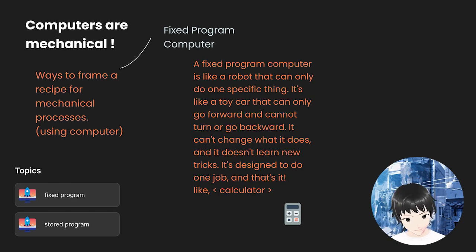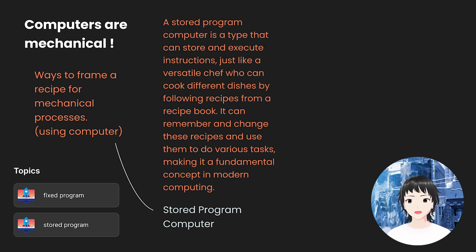The key difference is that a fixed program computer is like a robot that can perform only one task. It is programmed to do only one thing, and the program cannot be changed, just like a calculator. But in the case of a stored program computer, it stores the instructions but can even change them according to the need. So they are very flexible and they are more like the modern computers that we use. So this was about stored program and fixed program computers.